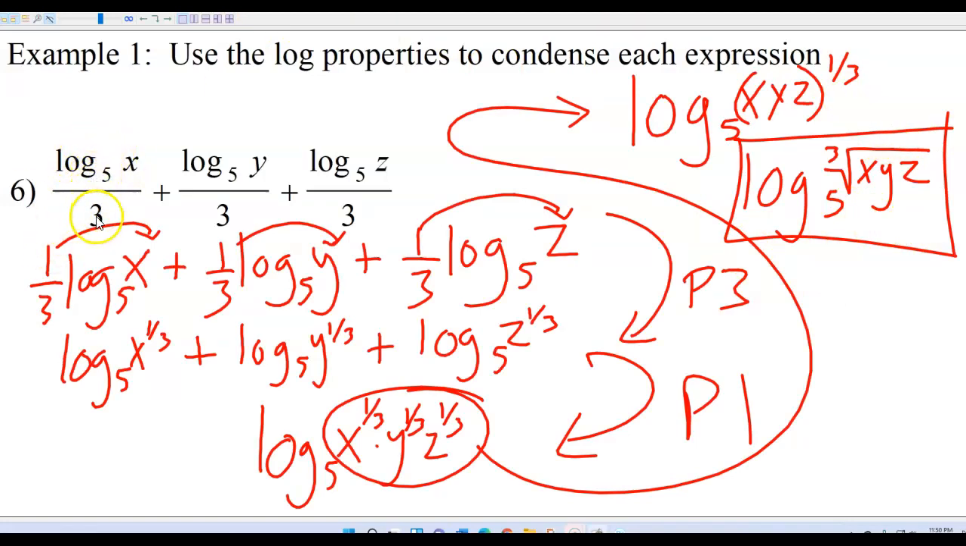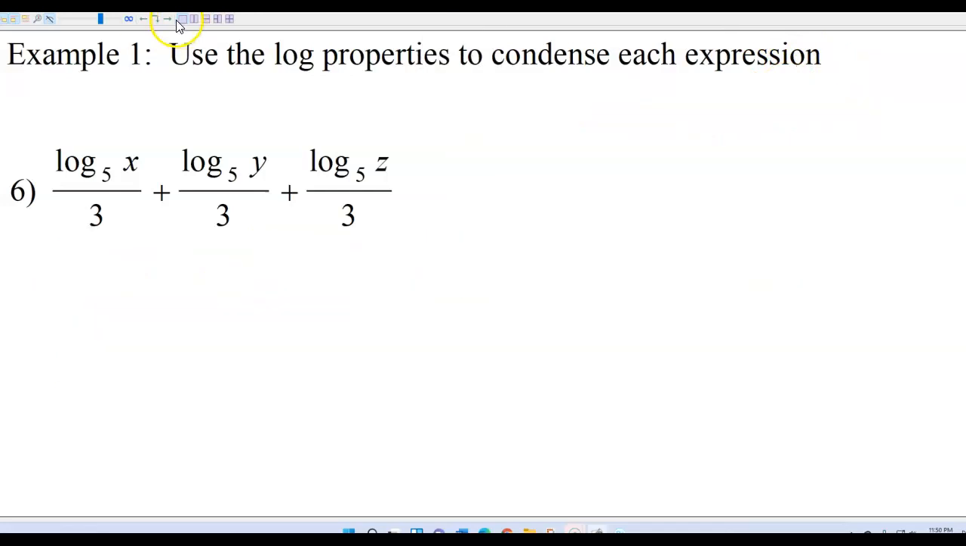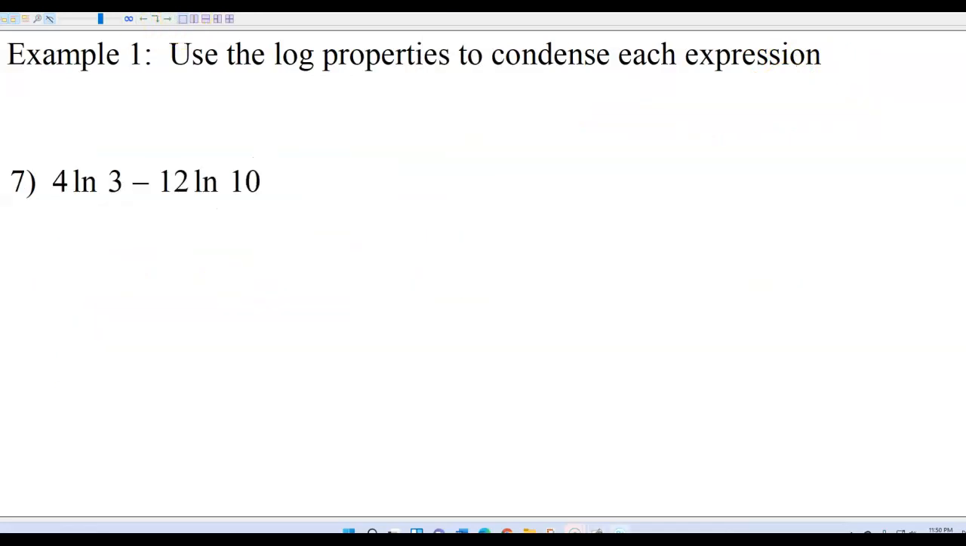All right. So what did I do here? I changed it from division by 3 to multiplication of 1/3. Then I applied property 3 to make those multipliers become powers. Then I applied property 1 to make it 1 logarithm. And then I just did some stuff with exponents to simplify it. So let's go ahead and move into one more example here.